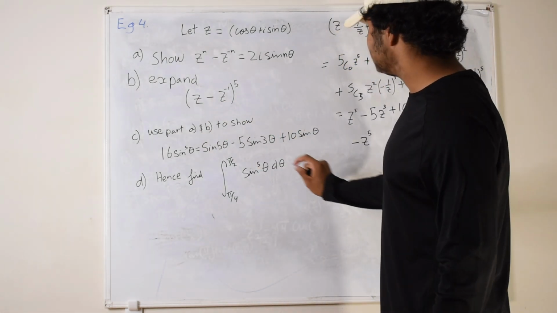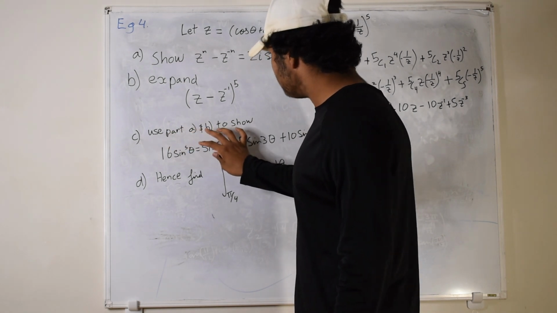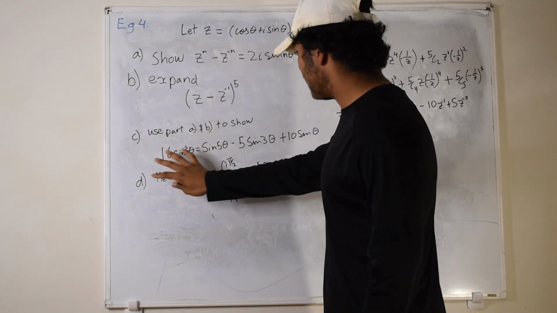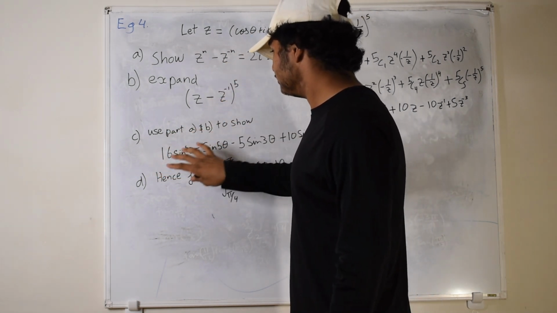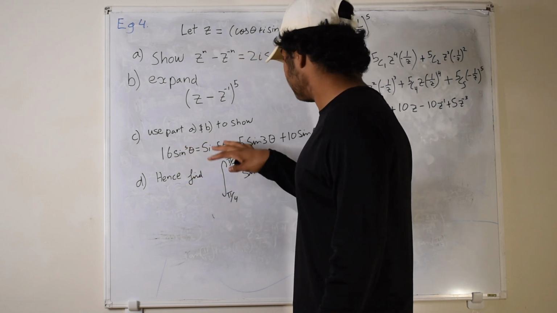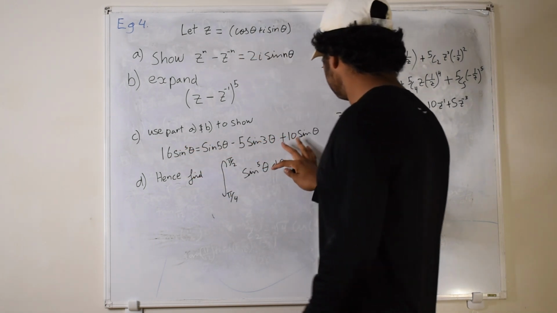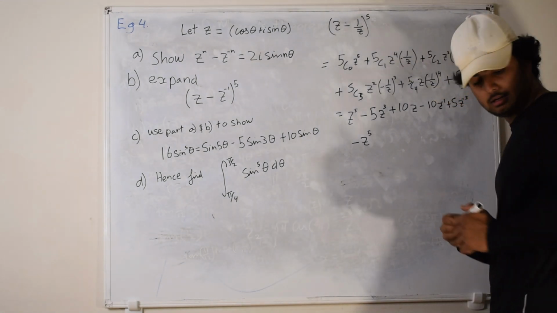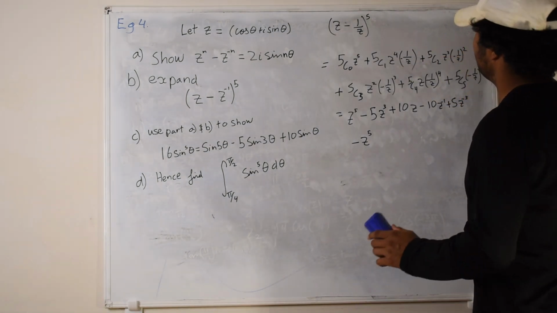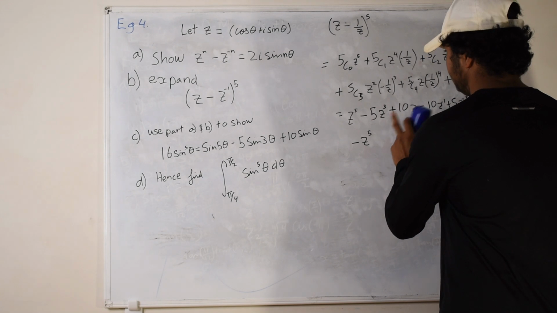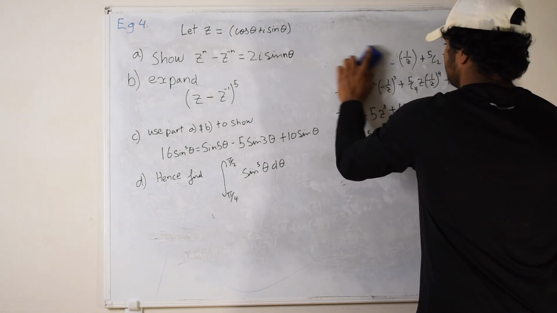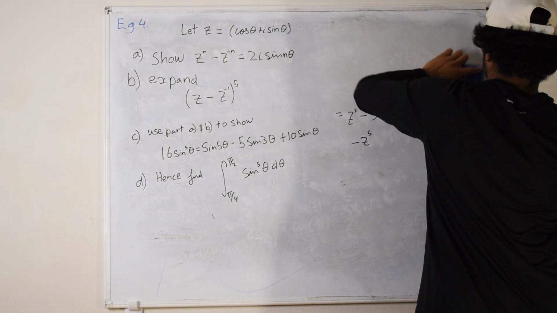So now it says for C, use part A and B. So use both of these to show that 16 sine to the power of 5 theta equals sine 5 theta minus 5 sine 3 theta plus 10 sine theta. Okay. So the first step, I need this. I'll rub all this out. I need the bottom part because that's my answer.